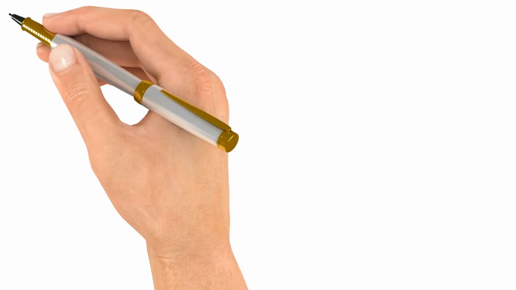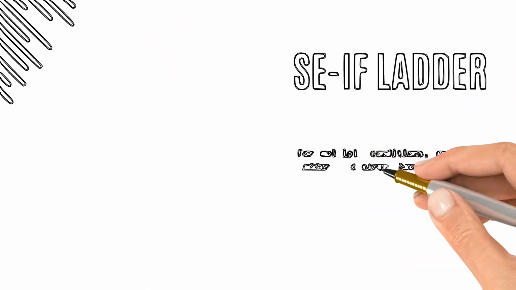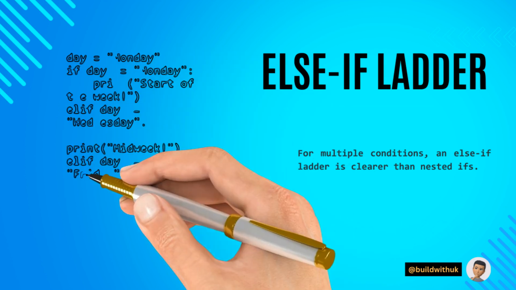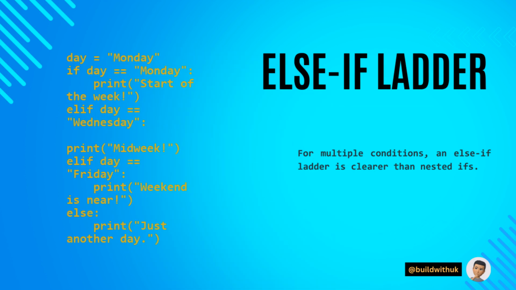If you have several conditions to check, you can use an else-if ladder, which is more readable than stacking multiple nested if statements. In this example, the program checks the value of the day variable. If it's Monday, it prints start of the week. And so on. This approach is clean and easy to understand.